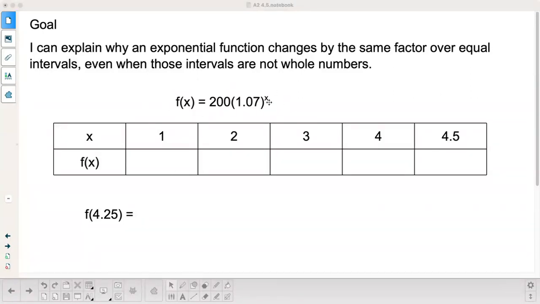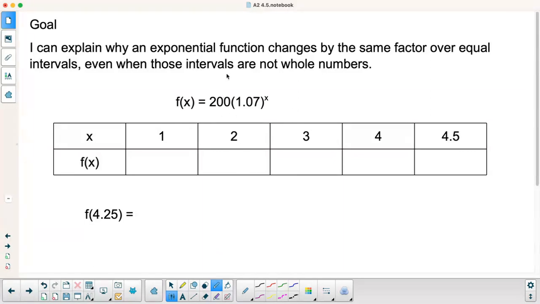Okay, so let's look here. Here's a function, f of x equals 200 times 1.07 to the x. So a couple things to start, make sure that we understand. This is my initial value. This is my growth factor. A factor is something that you're multiplying by, so we'll call that our growth factor. Now, remember, it's 1 plus 0.07, so 0.07 is my percent increase.